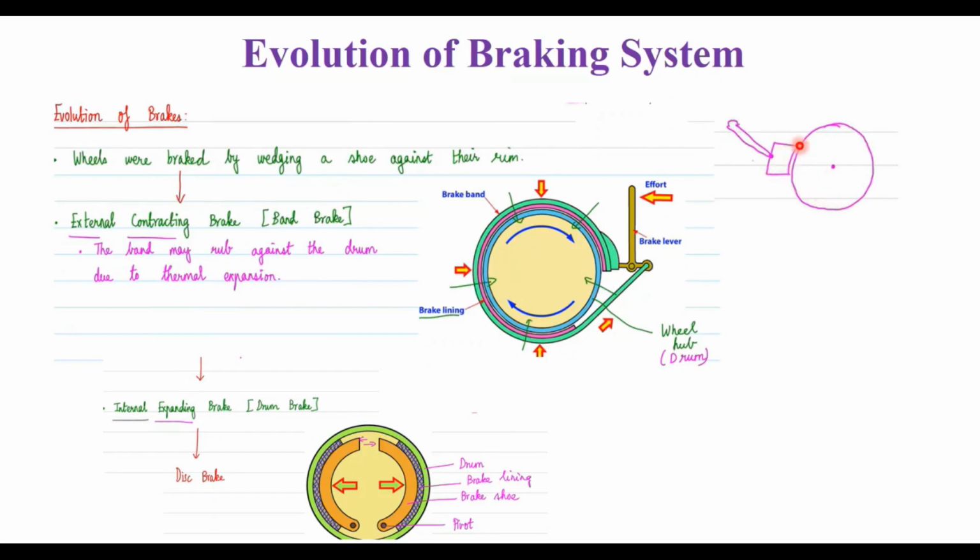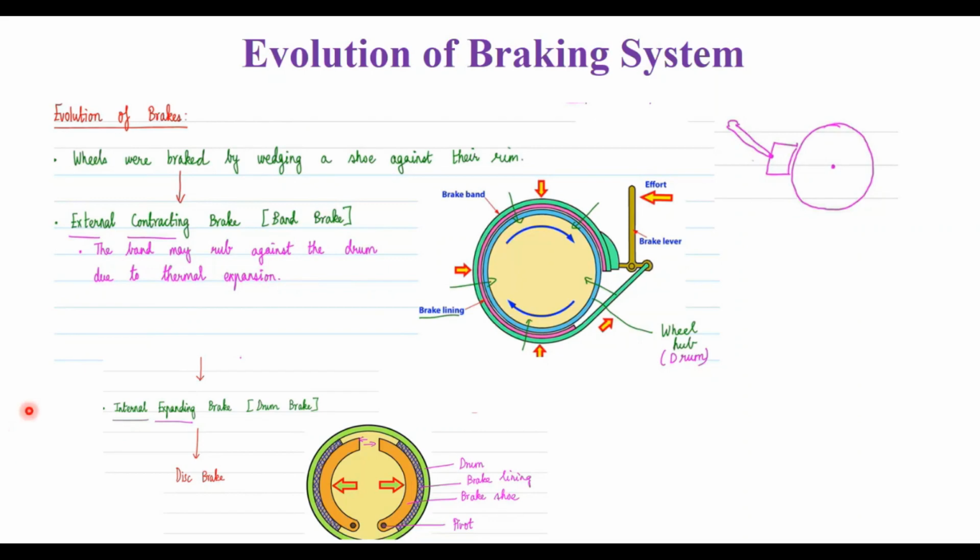So this shoe will hold the rim, so that the deceleration of the vehicle is going to happen. When you're pulling the lever, this shoe will be moving towards the rim, and then it holds it, and then the vehicle gets decelerated. This is the initial stage.